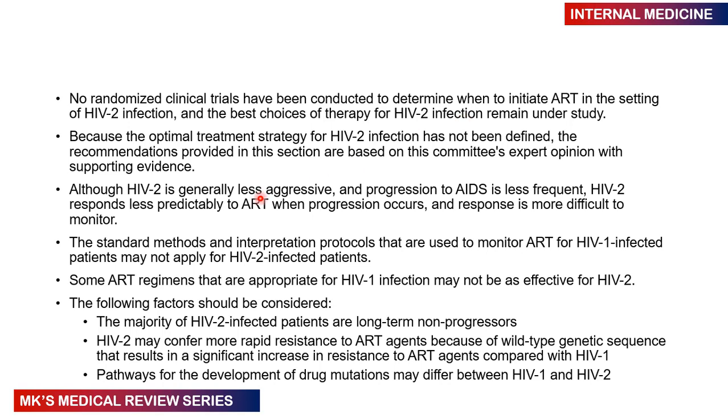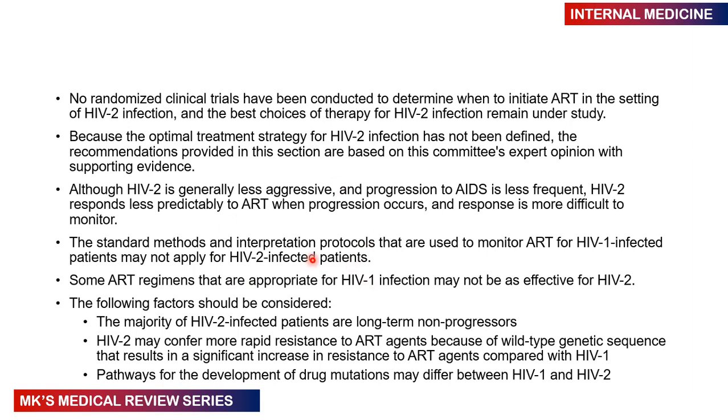And of course, remember that HIV type 2 is less aggressive, and it slowly progresses to AIDS. We can't really predict when the progression occurs. Even the response to treatment is very difficult to monitor, and the standard methods and interpretation protocols that we use to monitor treatment against HIV type 1 may not even be applicable to those that have HIV type 2. And of course, some antiretroviral regimens that are used for HIV type 1 are not so effective in HIV type 2.